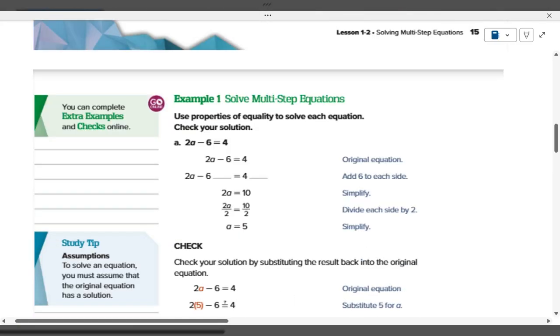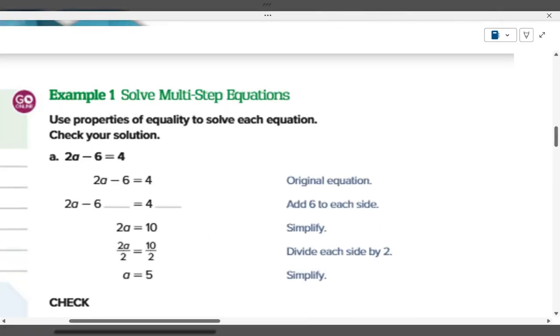We're going to start with example 1. So it's asking us to use the properties of equality to solve each equation, and then check your solution. So just like you would have learned in middle school or in pre-algebra, we are trying to solve for this letter, this unknown right here, which is A. But A is surrounded by stuff right now. And we have to get all that extra stuff away from A, but we have to do it by following the rules. We have to keep everything balanced so we don't mess anything up.